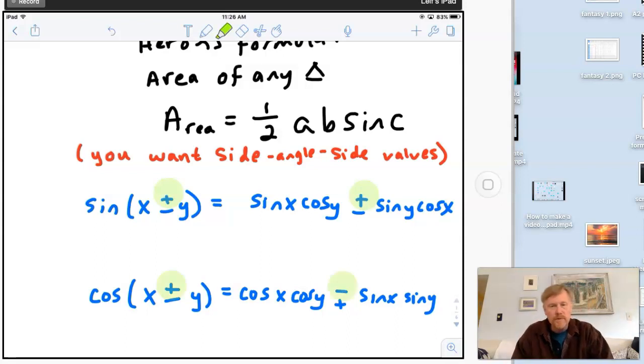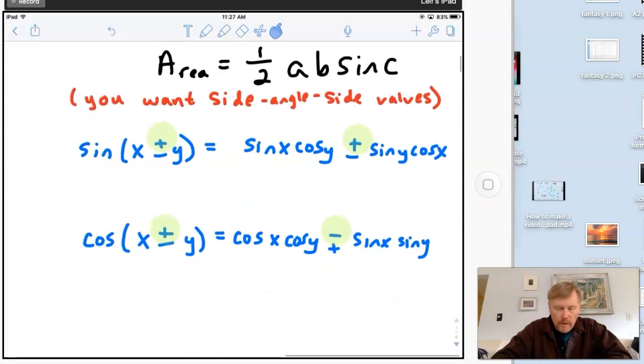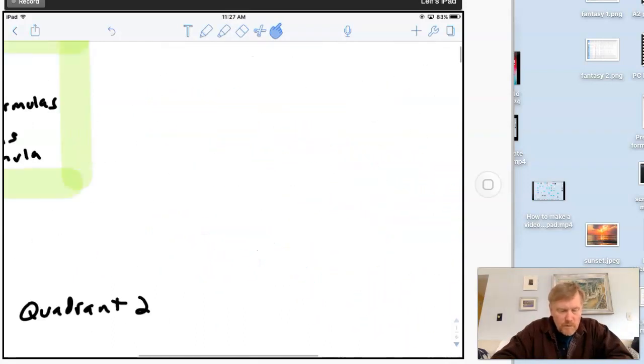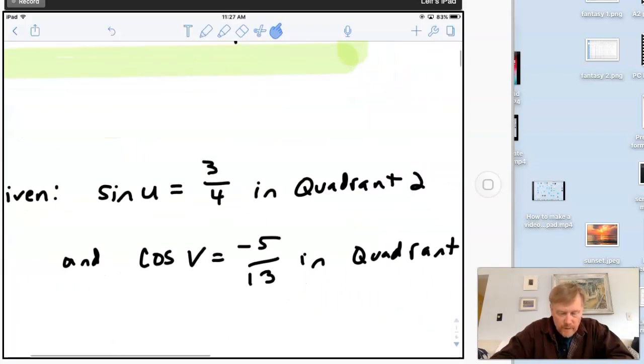You either use the top ones or the bottom ones. If it's cosine of x plus y, then it's cosine x, cosine y minus sine x, sine y. Or if it's the other sign, you'll use the other signs at the bottom, okay? All right, so those are your formulas for this video, and getting going.